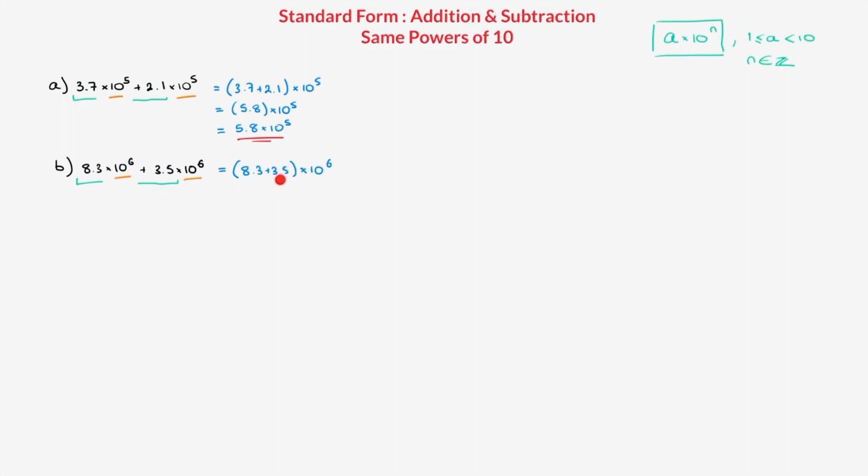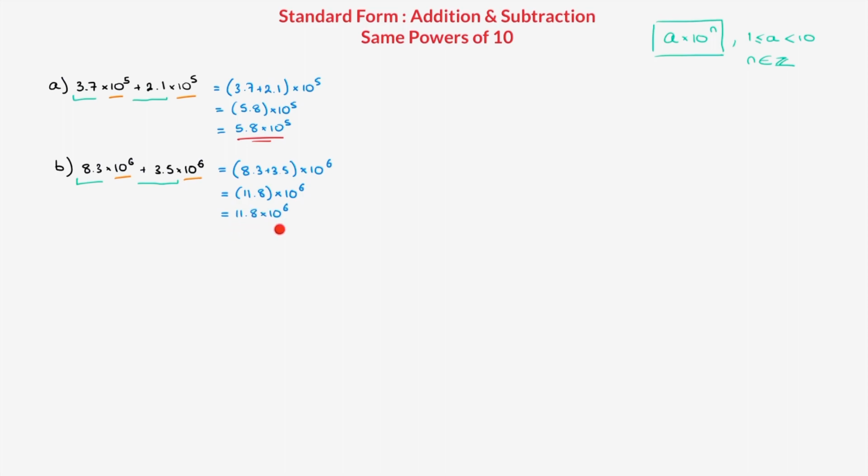I now add the two terms we have inside this pair of parentheses, and you can go ahead and check, but 8.3 plus 3.5 is equal to 11.8. So I'll just go ahead and write 11.8 inside that pair of parentheses. And that's still multiplied by 10 raised to the power of 6. Once more, I can now get rid of this pair of parentheses and state that this equals 11.8 times 10 to the power of 6.